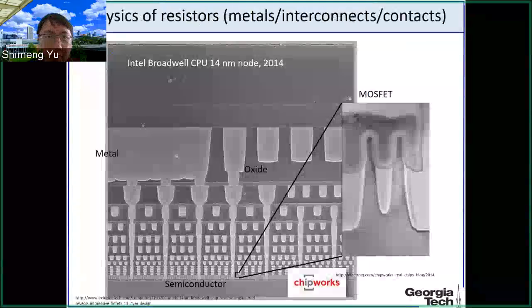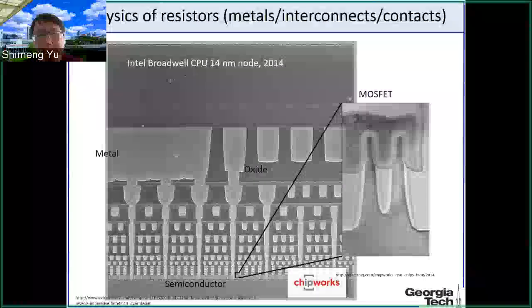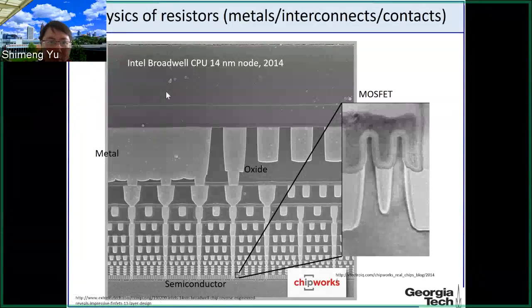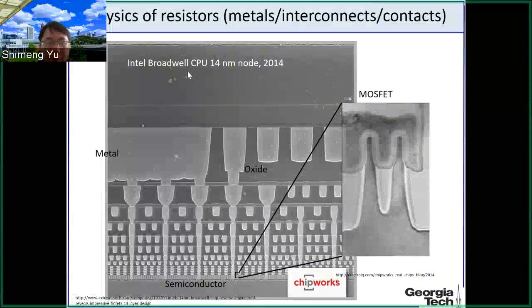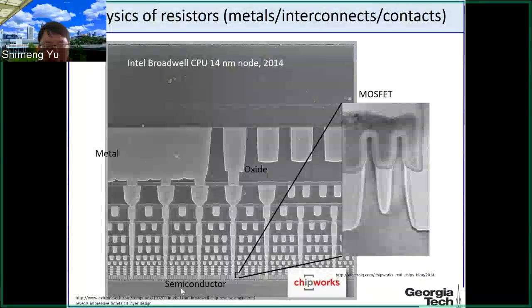Okay, let's look at this microscopic image again. You have seen this in the last lecture. This is the cross-sectional view of Intel's Broadwell CPU at the 14 nanometer node. Again, the bottom substrate is silicon, which is a semiconductor material. Here we know this is the MOSFET. We're going to discuss this in more detail in later lectures, but today we're going to focus on the wires here, those interconnect wires.